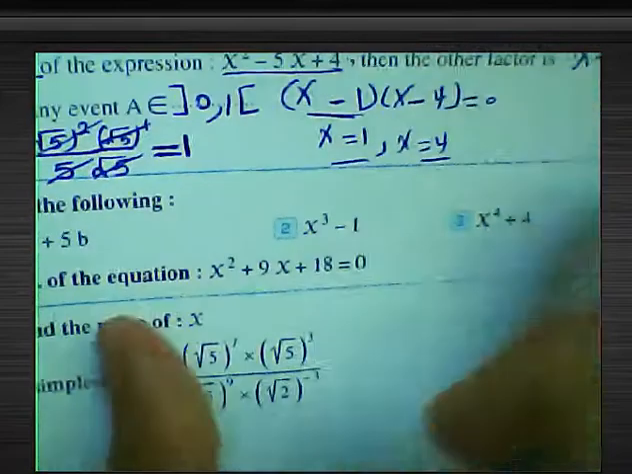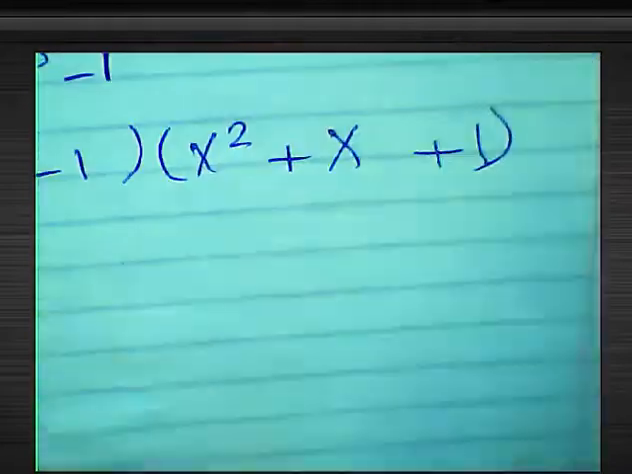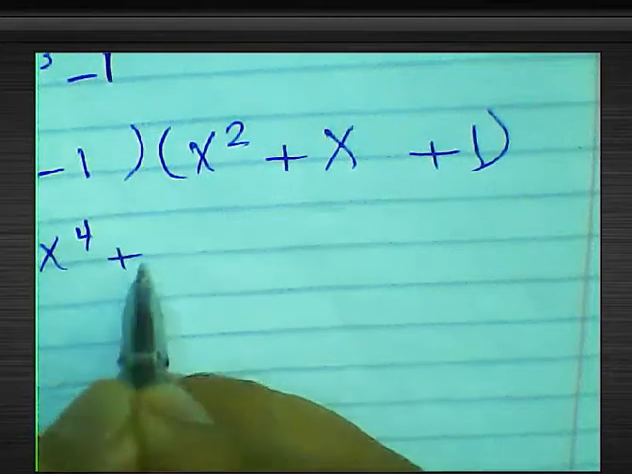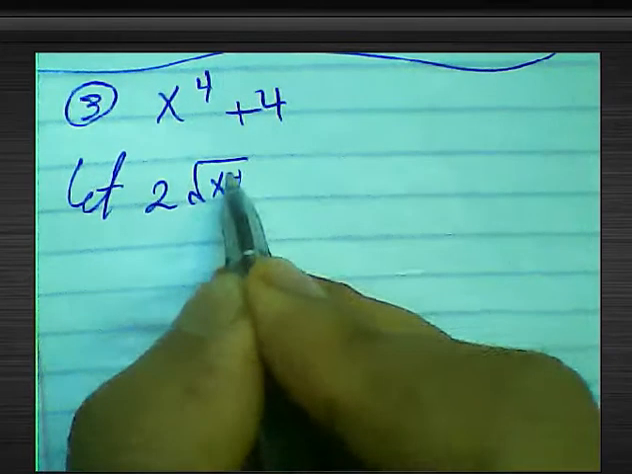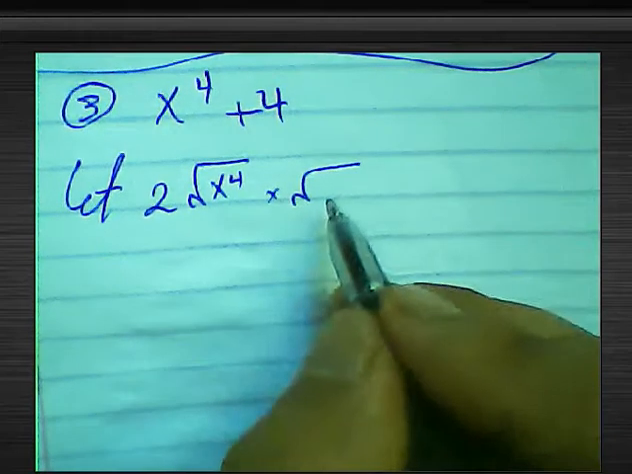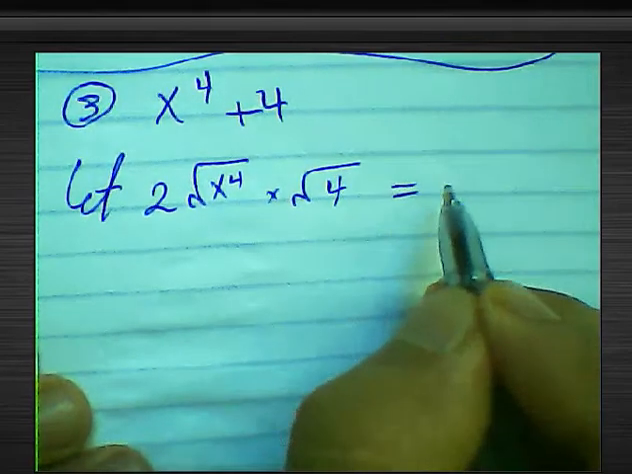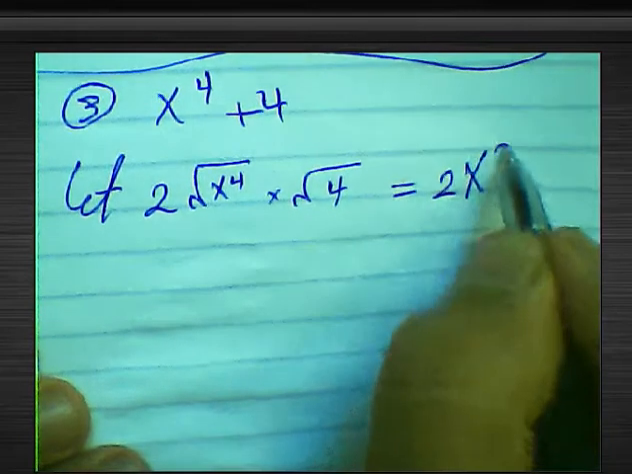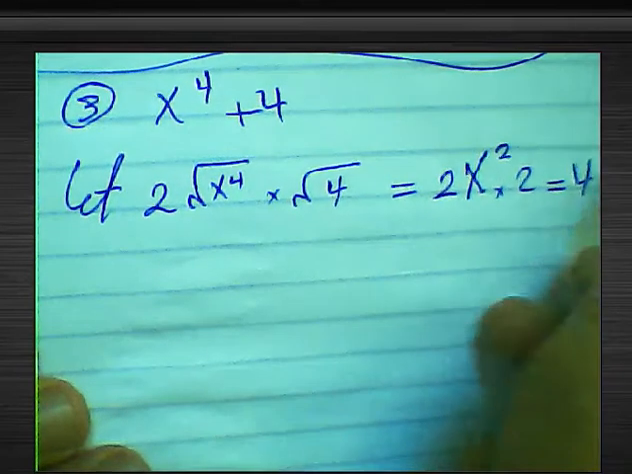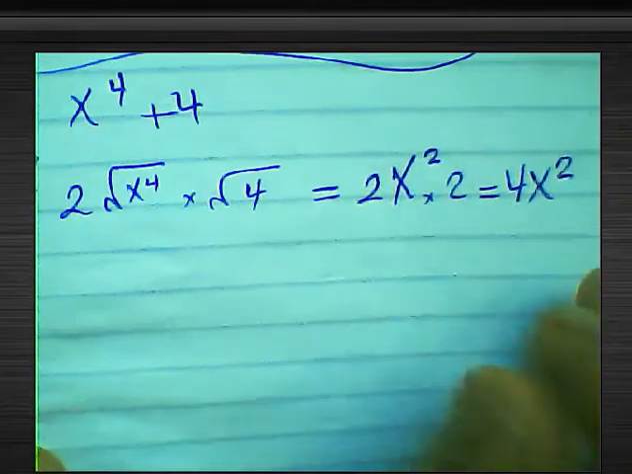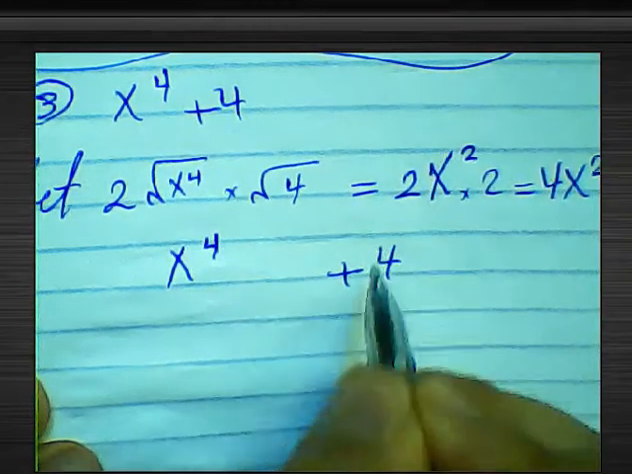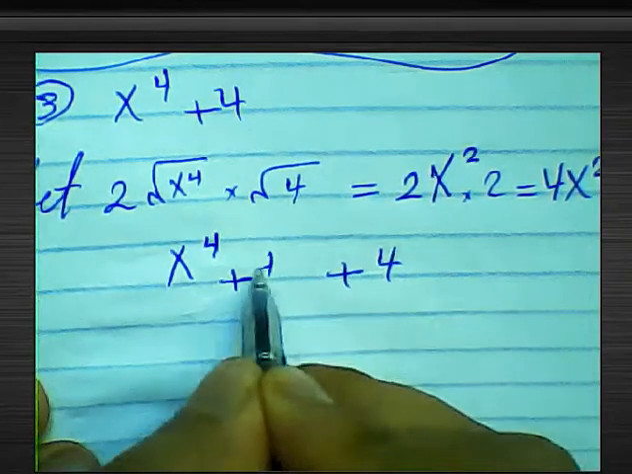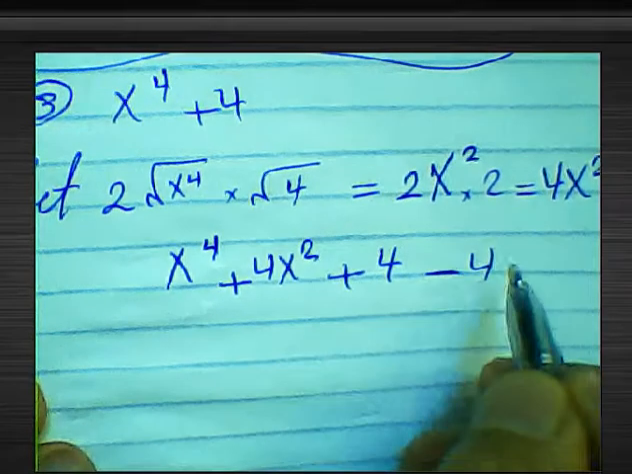Question number 4. x power 4 plus 4. It's a completing perfect square. About this example, let 2 multiply first x power 4 multiply square root of second. The result will be 2 x power 2 multiply 2 equal 4x power 2. So in this example we must space here and put here positive 4x power 2 and cancel 4x power 2.